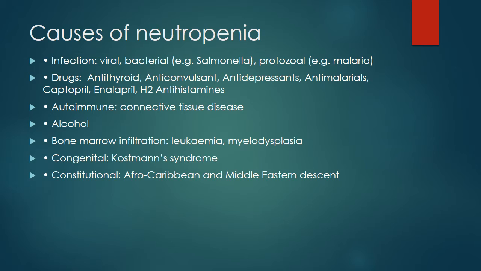So what are the causes of neutropenia? In which conditions does the neutrophil count decrease? In most of the bacterial conditions, neutrophil count increases, but in some like salmonella, and some viral infections and protozoal infections like malaria, neutrophil count decreases. Drugs like antithyroid drugs, anticonvulsants, antidepressants, antimalarials, captopril, enalapril, antihistaminics, autoimmune disorders like connective tissue disease, alcohol, bone marrow infiltration due to leukemia or myelodysplasia, and congenital causes like Kostmann syndrome, and constitutional causes like Afro-Caribbean and Middle Eastern descent. These all can be causes of neutropenia.